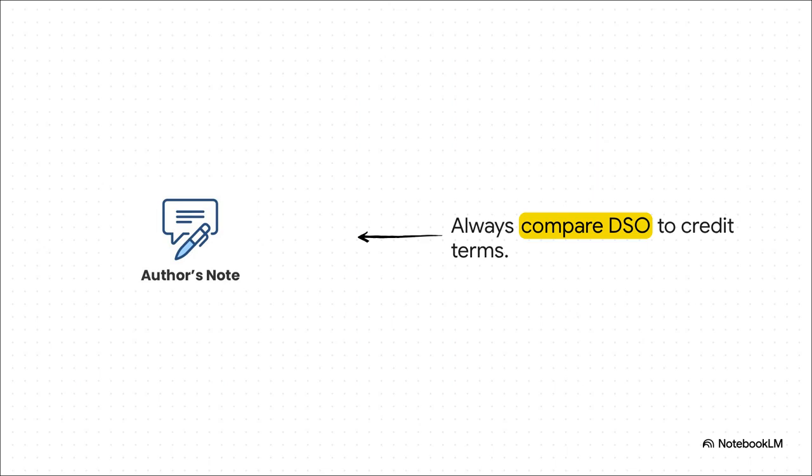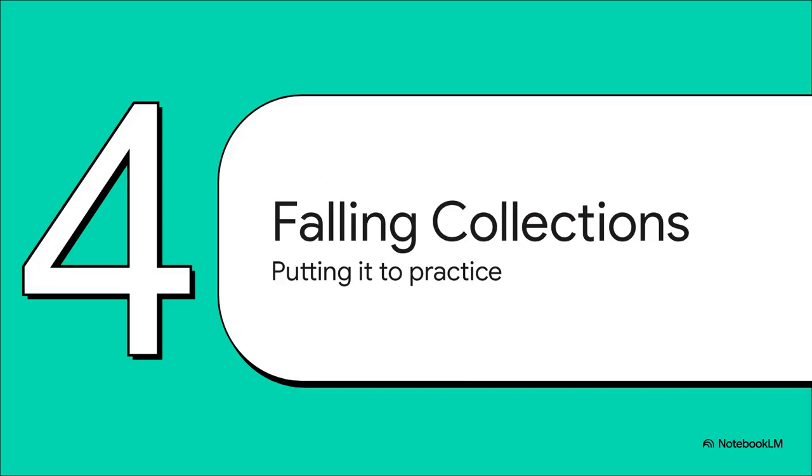But wait, here is the absolute crucial step. You must always compare that final DSO number to the firm's specific credit terms. Why? Well, because a number all by itself completely lacks context. Think about it. If your days sales outstanding is 40 days, is that good or bad? Well, if the company's credit policy requires payment in 30 days, an average of 40 days means your customers are paying late. But if the credit terms are 60 days, then 40 days means those customers are actually paying early. You have to compare it to the benchmark to truly judge if customers are paying on time. Let's see this in action.